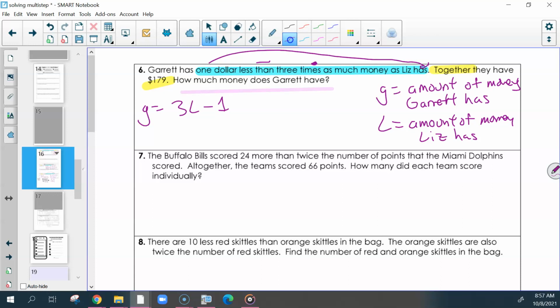And then we know that together, if I had some other equation, if I had G and I added L, I would get 179. Except I now know that this is what G equals, so I'm going to put that in for G. So this would be the amount Garrett has plus the amount Liz has to together get 179.